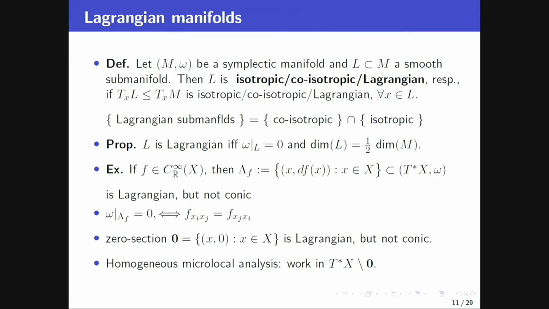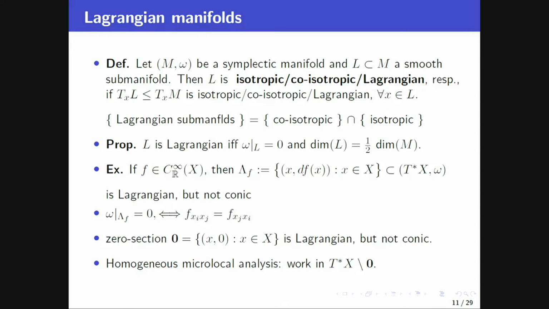And now Lagrangian manifolds. We have seen Lagrangians in the vector spaces, now Lagrangians on the symplectic manifolds. So you consider a symplectic manifold, and a submanifold L which is smooth. This is isotropic, coisotropic, or Lagrangian if the tangent space of L is isotropic, coisotropic, or Lagrangian in the tangent space of M. Okay? So the Lagrangian manifolds actually are the intersection of the coisotropic and isotropic.